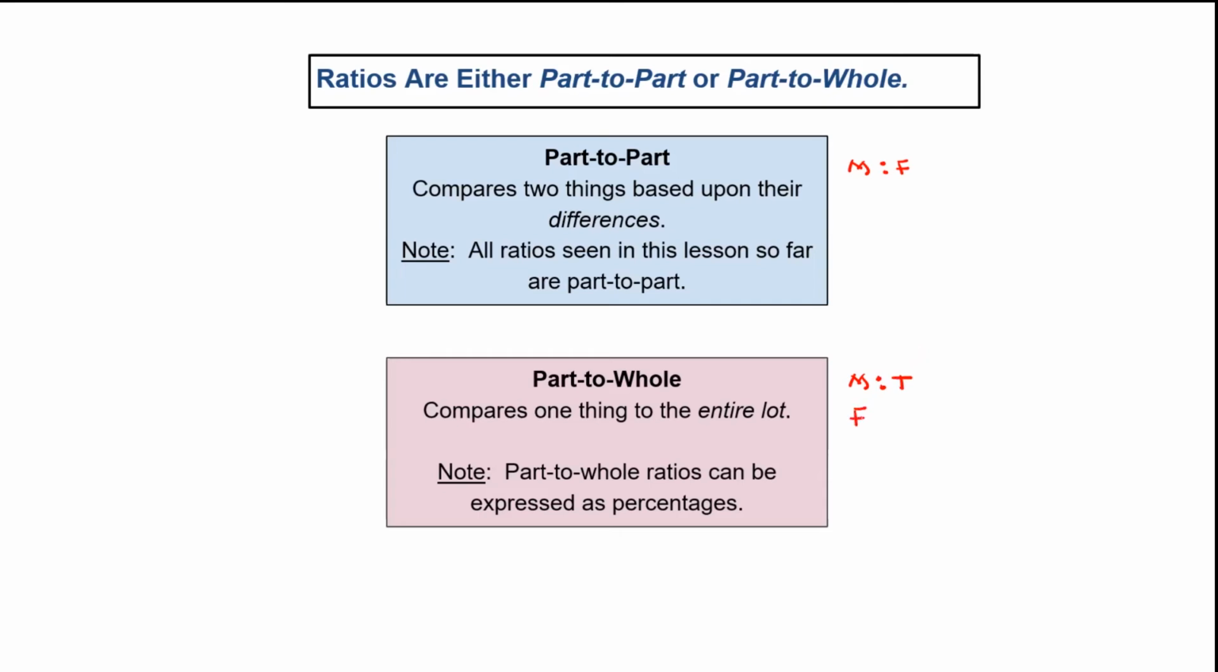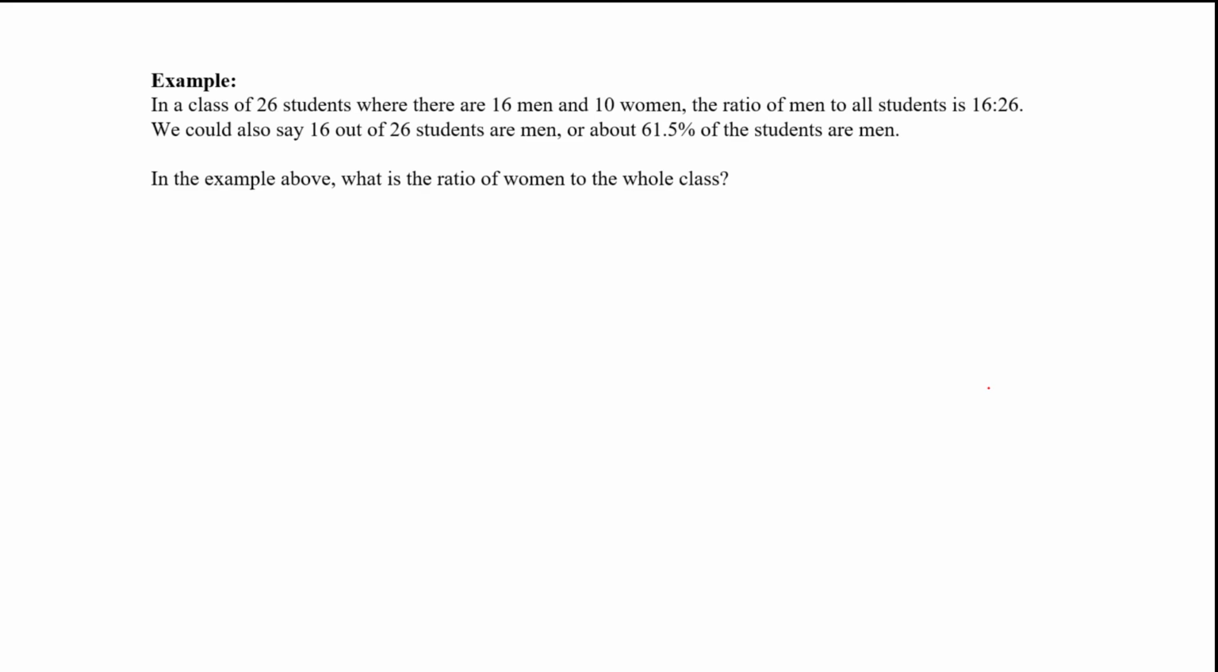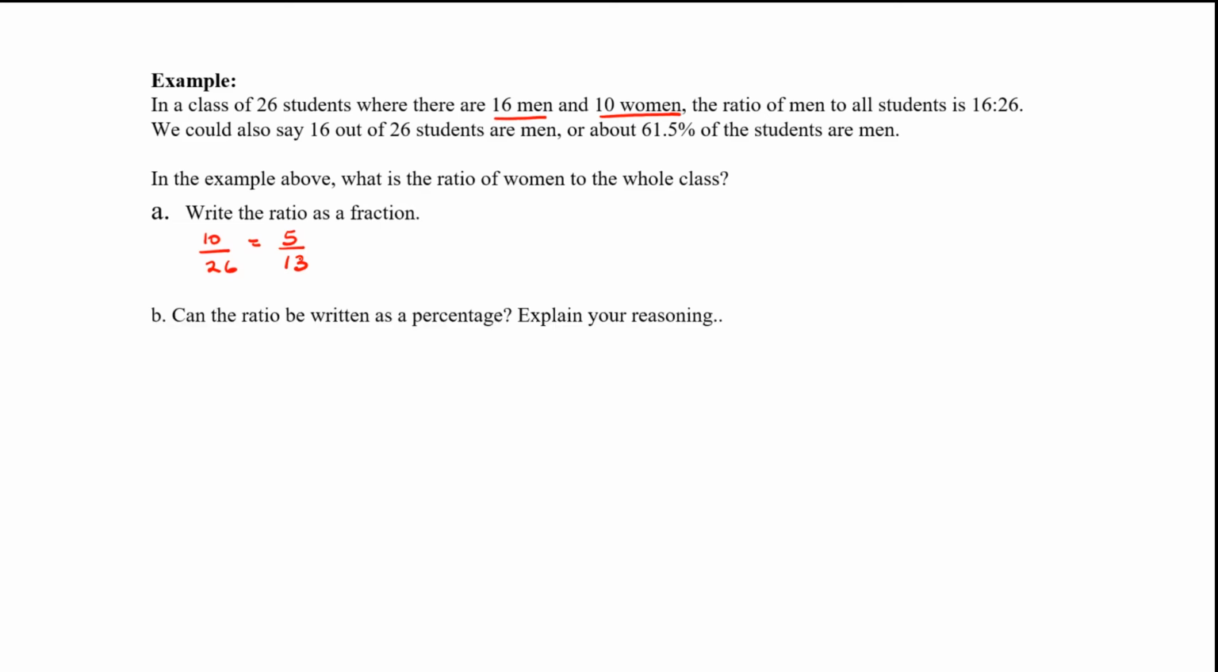So when we also look at the ratio of female students to the total number of students, then we're looking at part to whole ratios. And part to whole ratios can be expressed as percentages. We want to determine the ratio of women to the whole class and then write the ratio as a fraction. So in doing this, we know that 16 are men, 10 are women. So the ratio of women to the whole class will be 10 over 26, which can be reduced to 5 over 13. So as a fraction, that becomes the ratio.